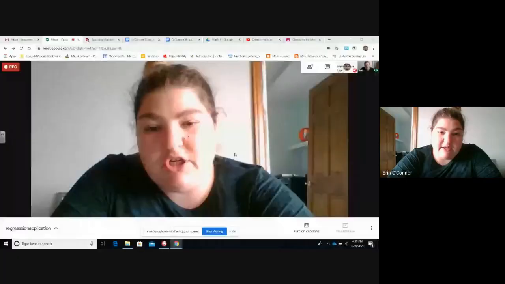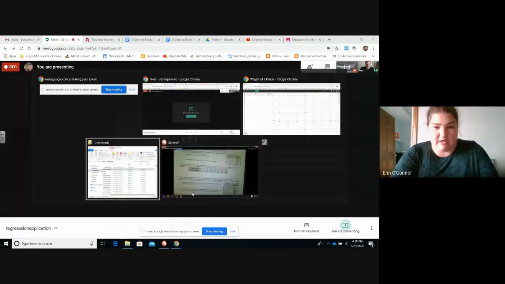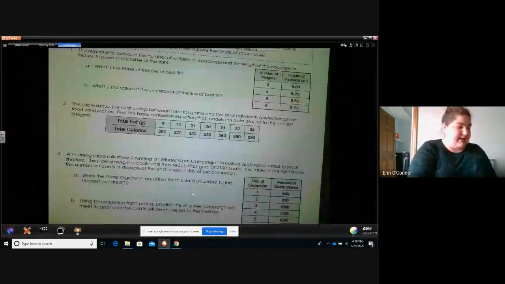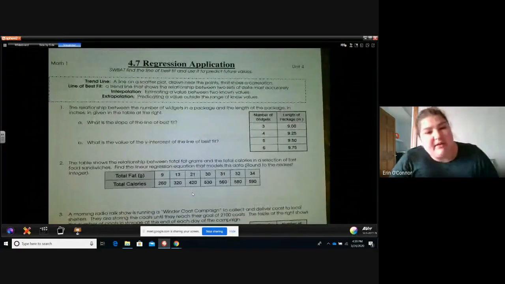We're going to be really working on Desmos today and making sure that you guys are able to do all of this. So looking at our worksheet for today, here's our worksheet. We're working on regression application, and we're going to be able to find the line of best fit and use it to predict future values.